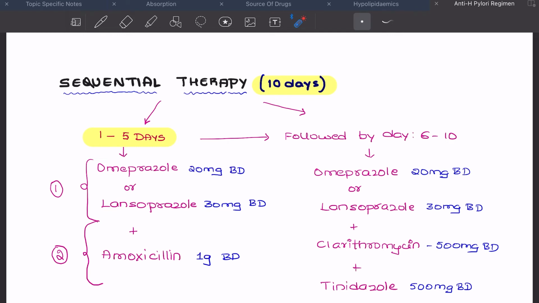After 5 days, from day 6 to day 10, you will be using a three drug combination. Please remember, you will be using three drug combination. So this will be the one drug, this will be the second drug, and this will be the third drug. Here you can see clearly that you will be adding omeprazole or lansoprazole. Along with that, you will be adding clarithromycin 500 mg BD and tinidazole 500 mg BD. So this was about the sequential therapy.